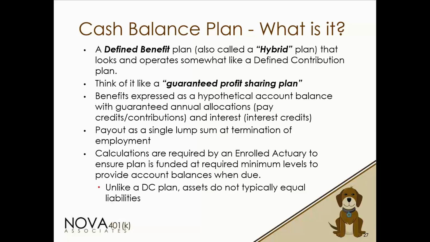The calculations are required by an enrolled actuary to ensure the plan is funded at required minimum levels to provide account balances when due. And unlike a defined contribution plan, assets do not typically equal liabilities. That's almost impossible to happen, because the account balances or the assets are fluctuating every day with the market. So even if the benefits are 100,000 and the plan sponsor contributes 100,000, in a week or two, the assets will have gone up or gone down.